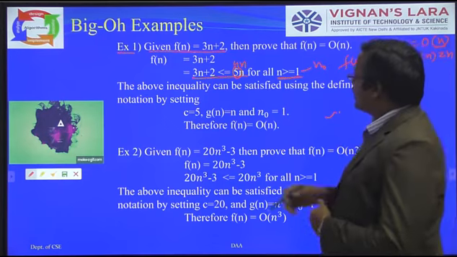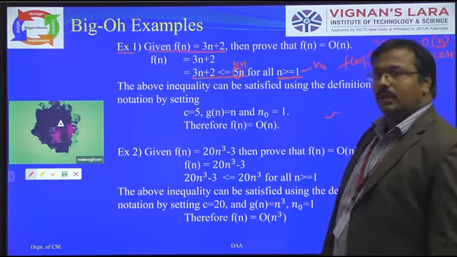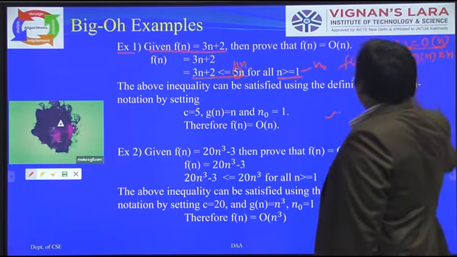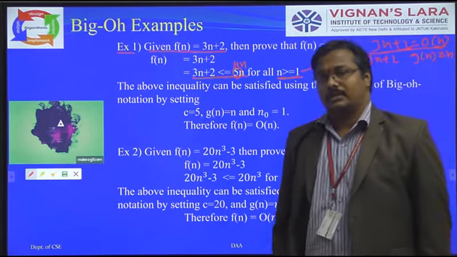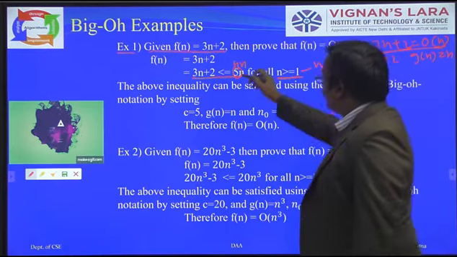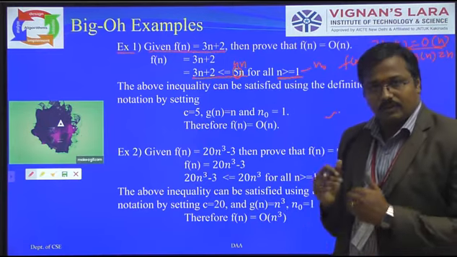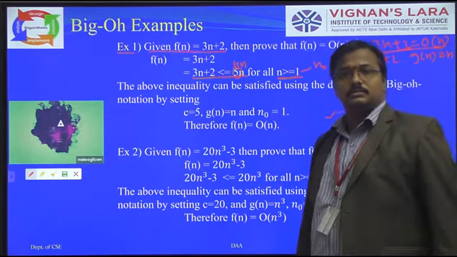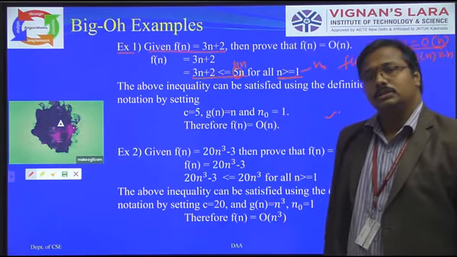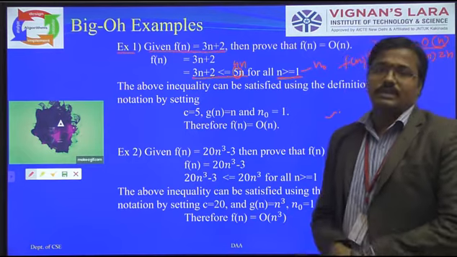So sometimes they ask for f of n, or sometimes directly, 3n plus 2 is equal to big O of n, prove that. Then you need to prove it like this: what is the f of n value, what is the g of n value, and what is the suitable constant to find out to satisfy the given equation.